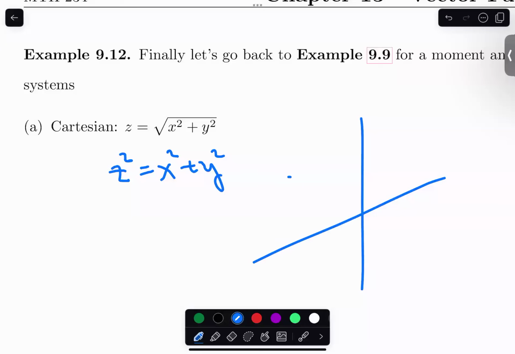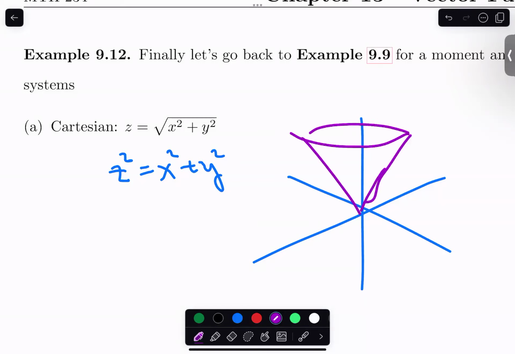Now, only the positive square root was given to us. So that means that it's only the positive z values. So it's the top half of our cone. Remember, cones in calculus 3 typically have a top and a bottom. But because it was the positive square root, only positive z's, it should lie above the xy plane. So this is going to be a half cone pointing in the positive direction.